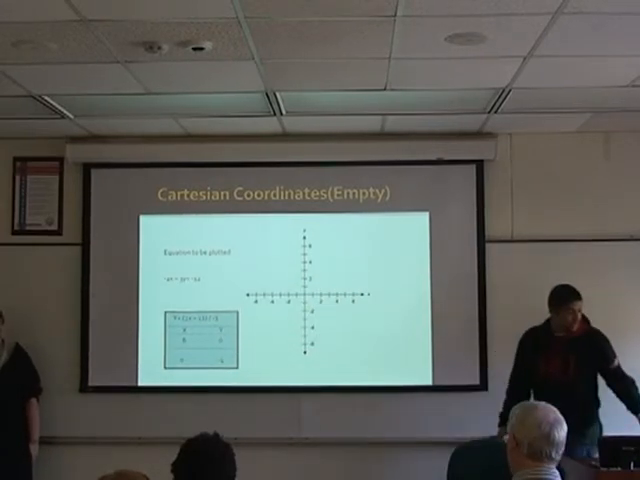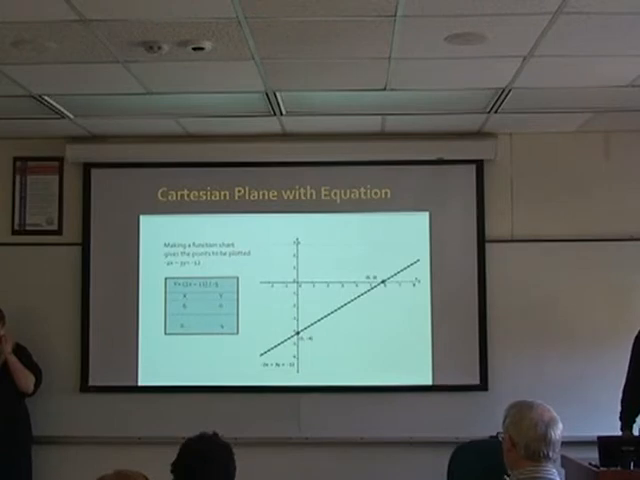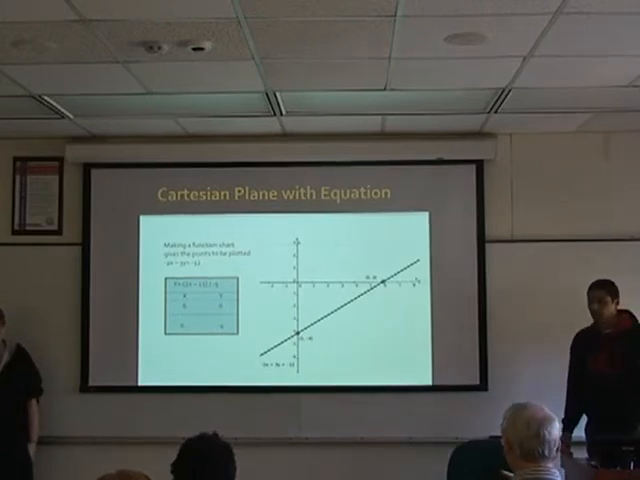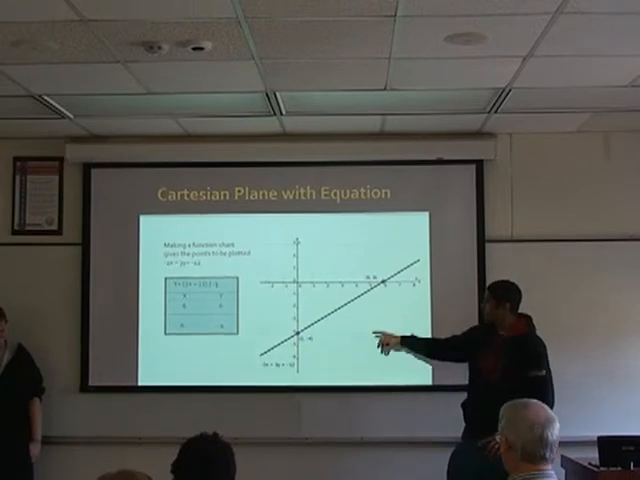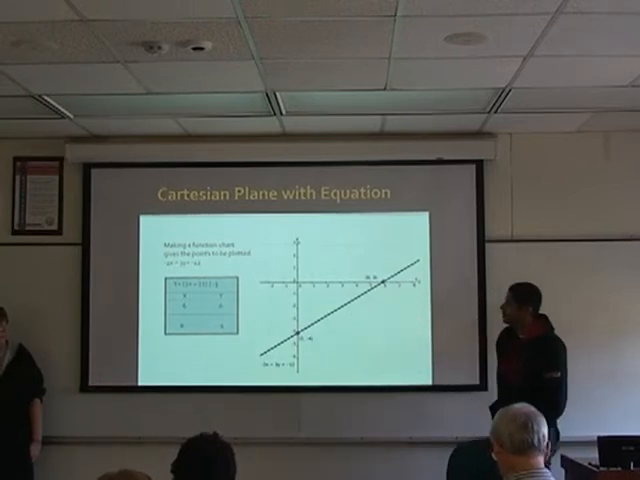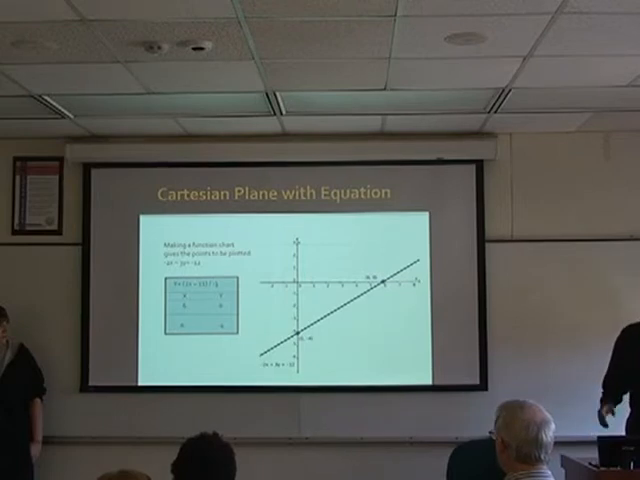From there, you plot the x and the y, their coordinate pair, and then you plot the line. That gives you what we call the slope.